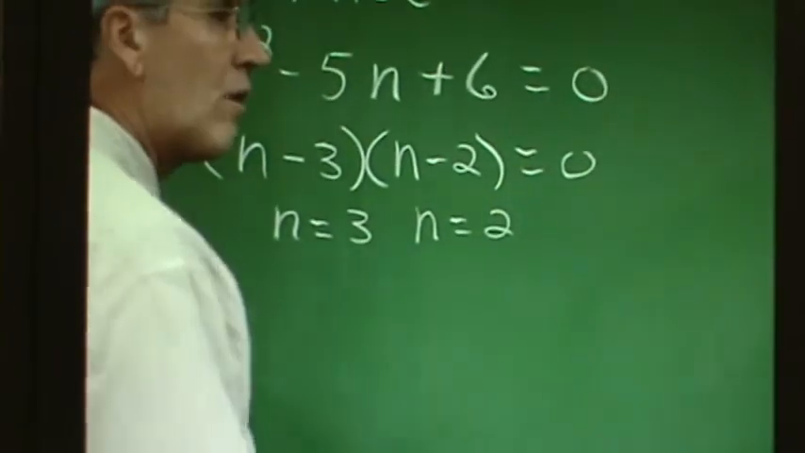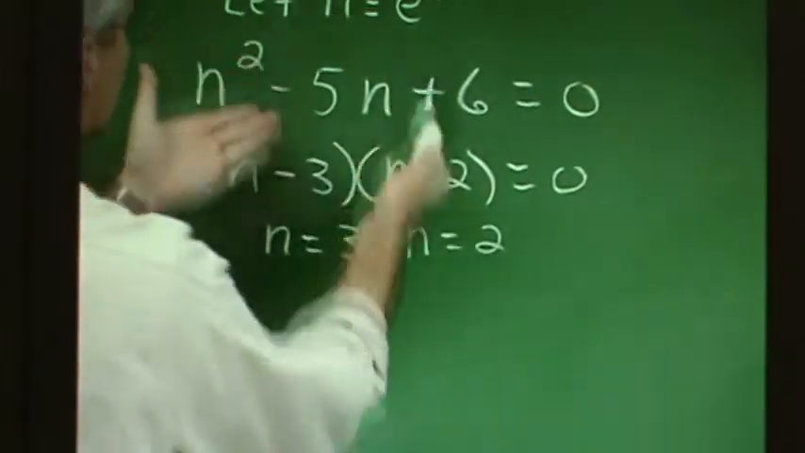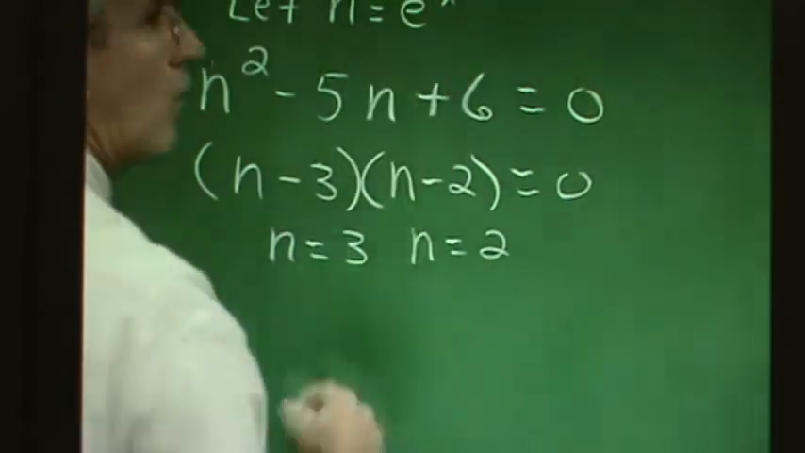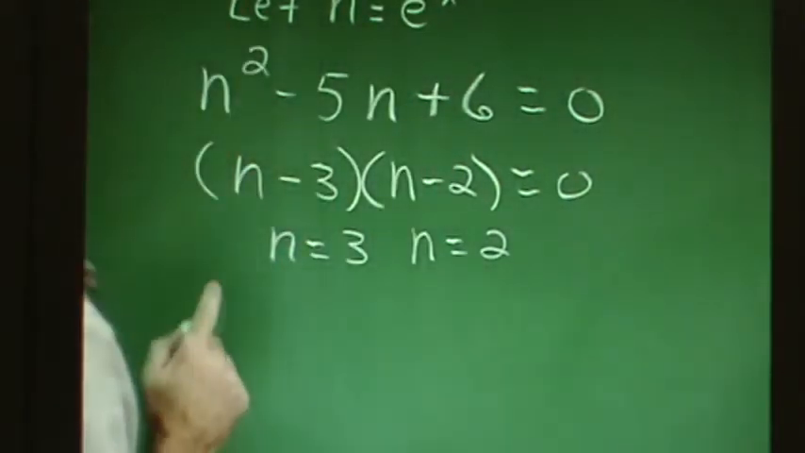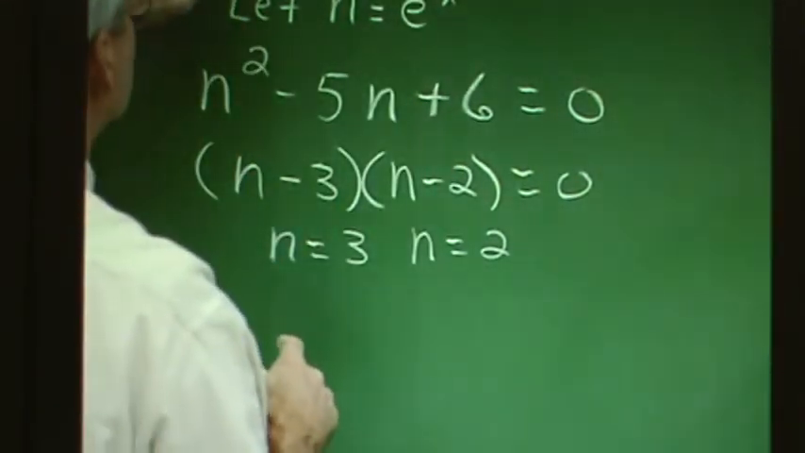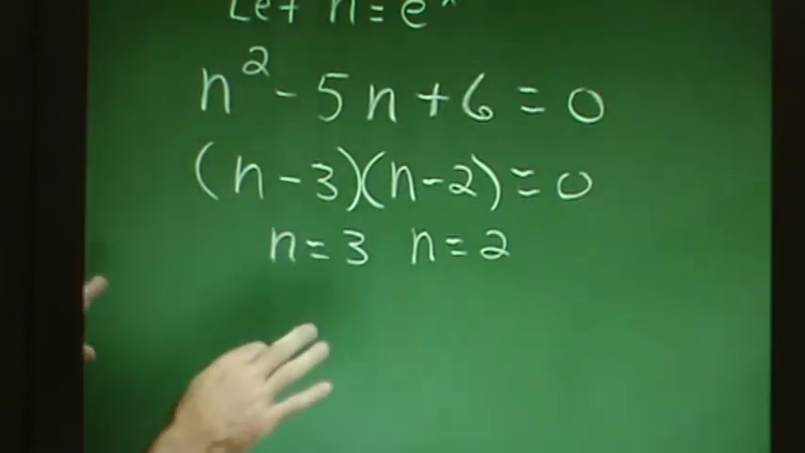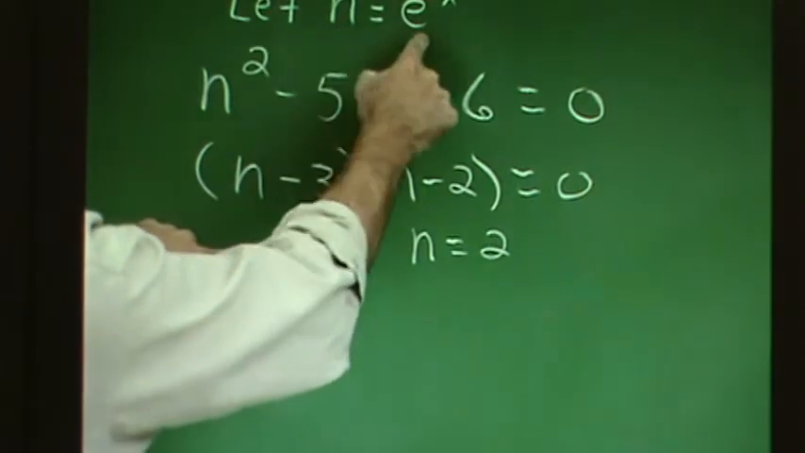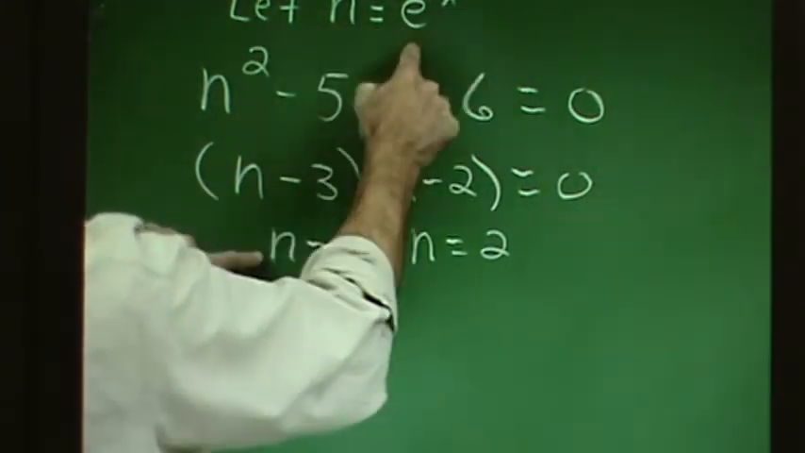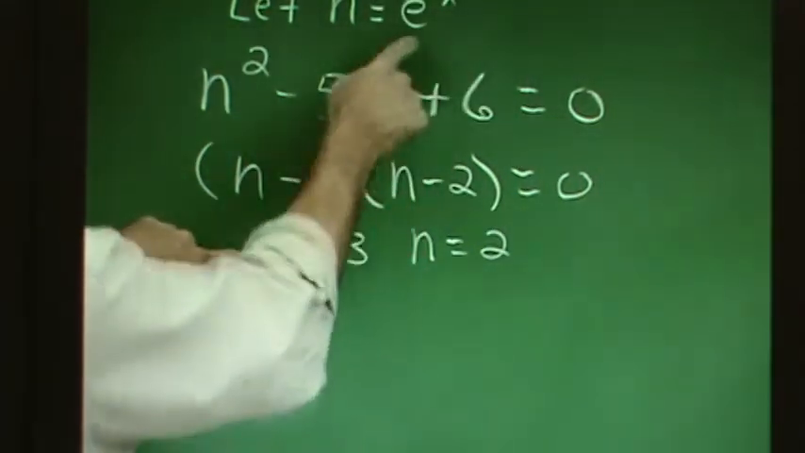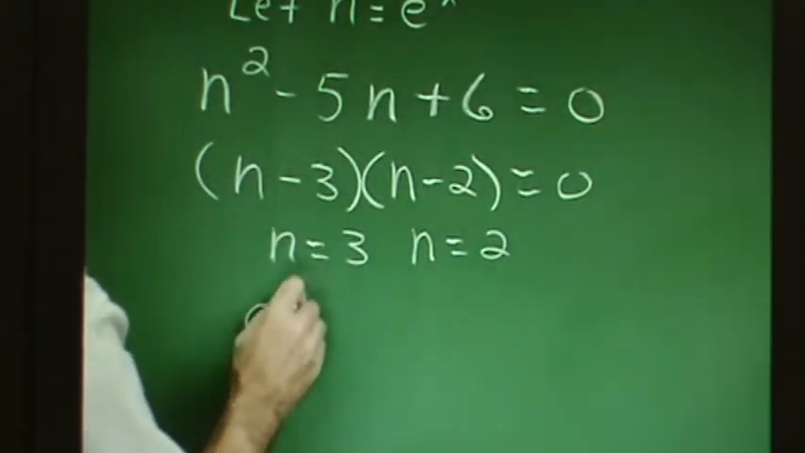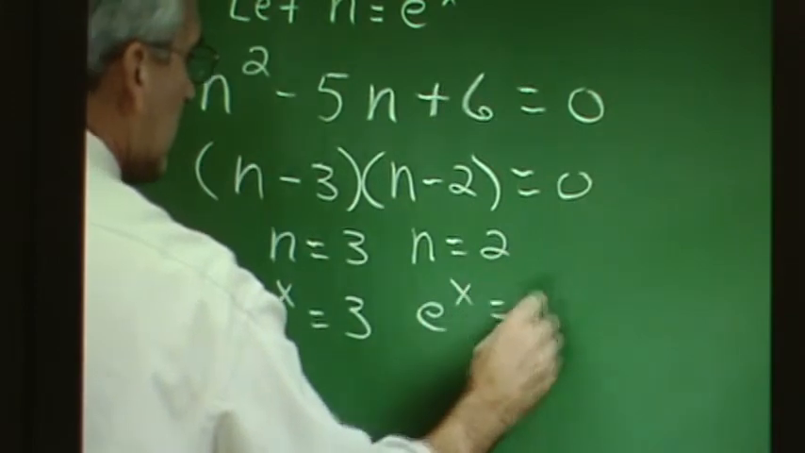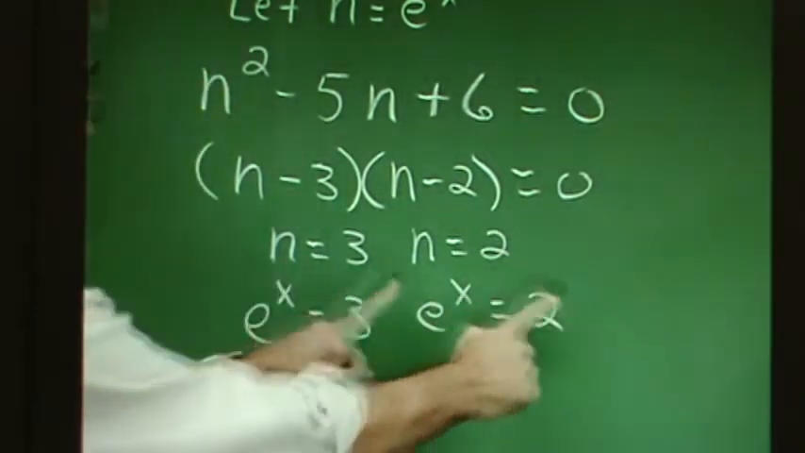But do we want to know the value of n? Well, n solves this equation. We don't need the value of n to solve our original equation. We need the value of x. You see, we're looking for that x that is in that exponent. So we have to substitute back. That is, if n is 3 and we know that n was substituted for e to the x, then we back substitute. Replace n with e to the x, and replace this n with e to the x. And away we go with solving these two equations.